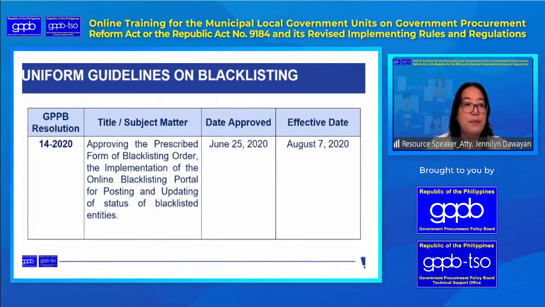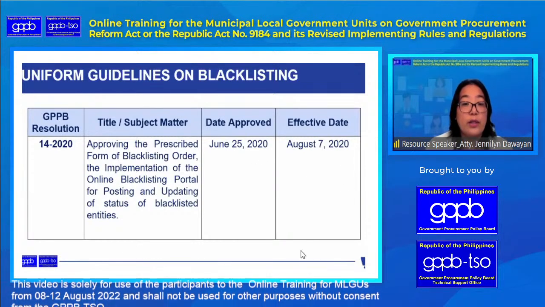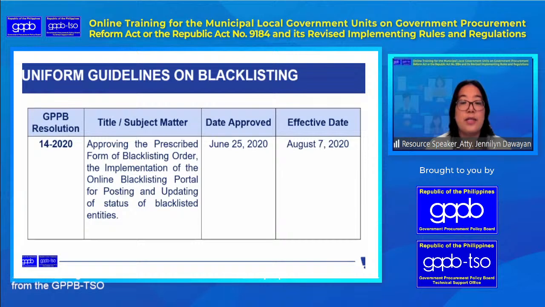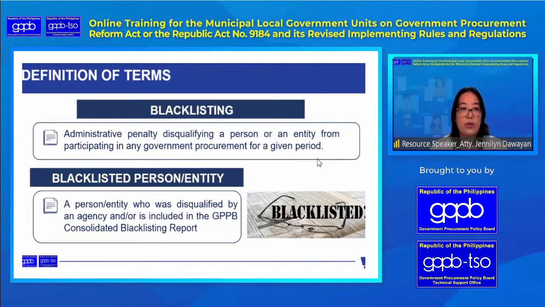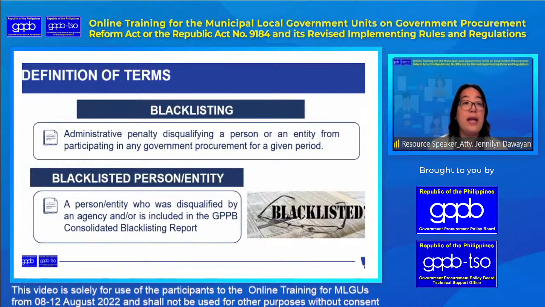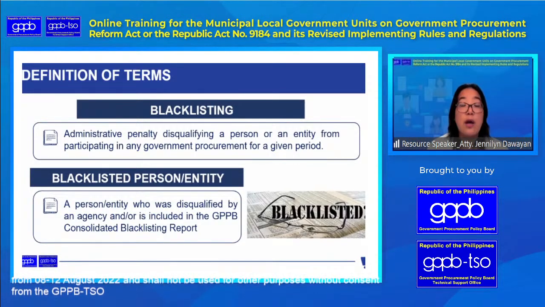There's also an issuance related to this, 14-2020 on June 25, 2020, which became effective on August 7, 2020. So, what is this blacklisting? We always hear about this, no? Blacklisting is a penalty disqualifying a person or an entity from participating in any, take note, any government project for a given period of time.